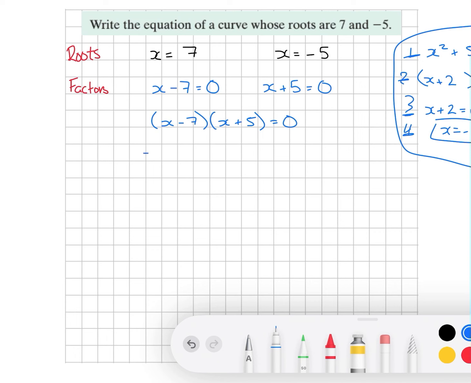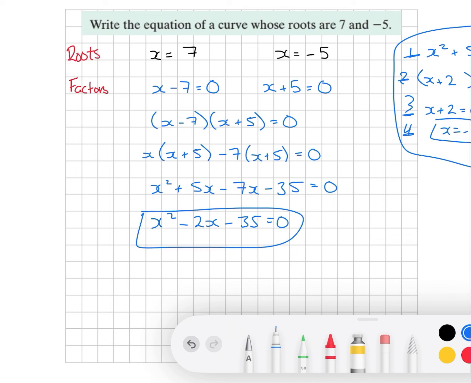And if we multiply these out, so split up the first bracket and multiply it back out, you get x squared plus 5x minus 7x minus 35 equals 0, and tidy it up. So 5 take away 7 is minus 2x minus 35 equals 0. So there is your equation that has those roots.